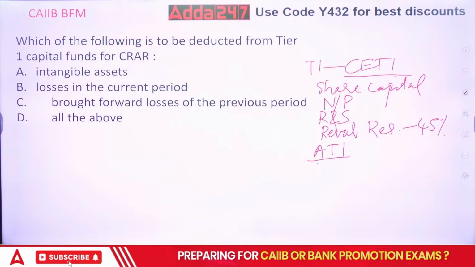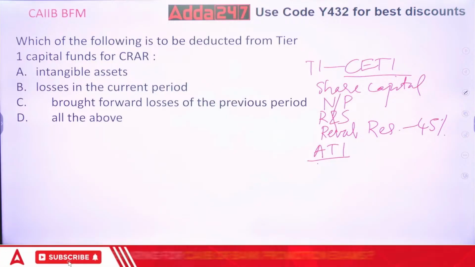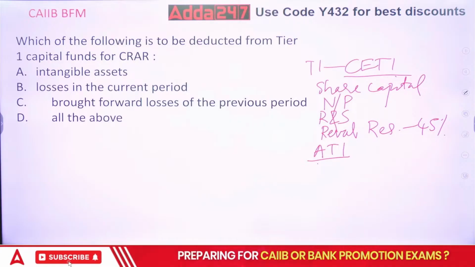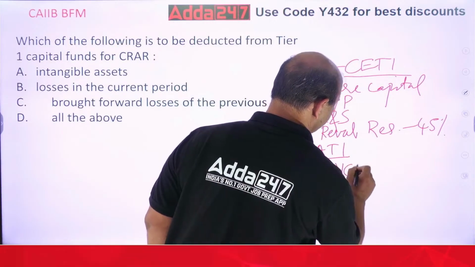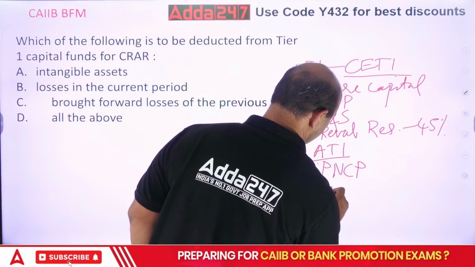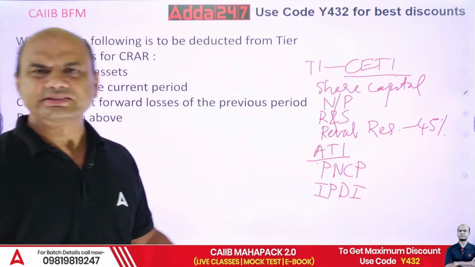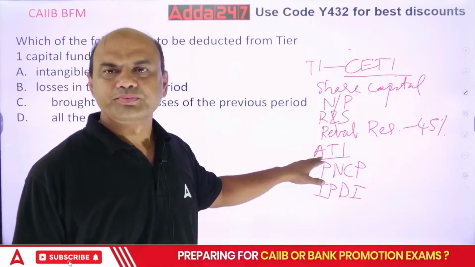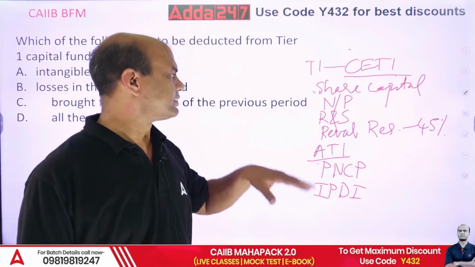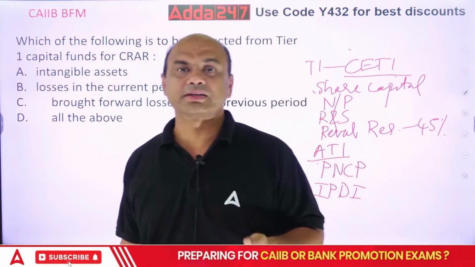What about AT1, additional Tier 1? Additional Tier 1 has two parts. One is PNCP, perpetual non-cumulative preference shares. I won't write the full form now. And second is IPDI, innovative perpetual debt instruments. PNCP and IPDI are the parts of your total Tier 1. Tier 1 includes 1 plus 2, and these include subparts. Remember these are very much asked in the exams.